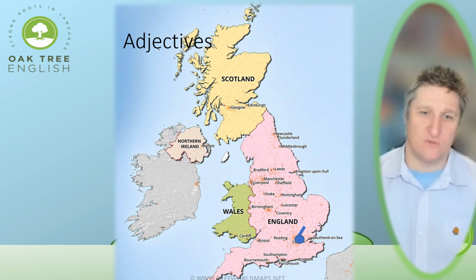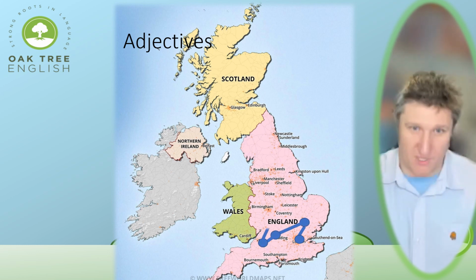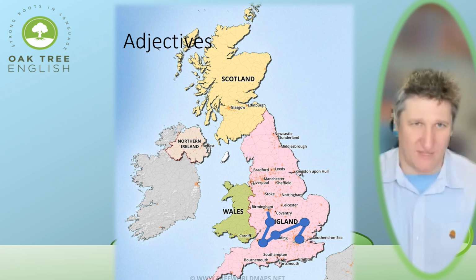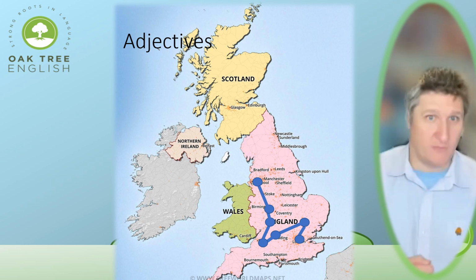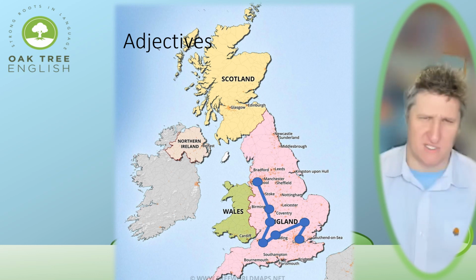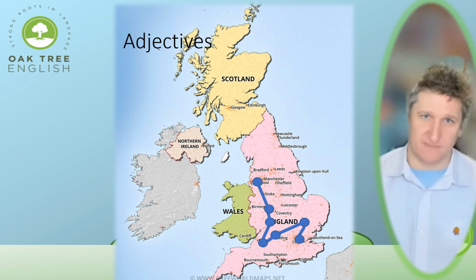So let's continue northwards. We've done Birmingham now. So where are we going? That's right. We're going north to Liverpool. This is of course the home of the Beatles, and some other stuff happened there too. Here we're going to think about adjectives.